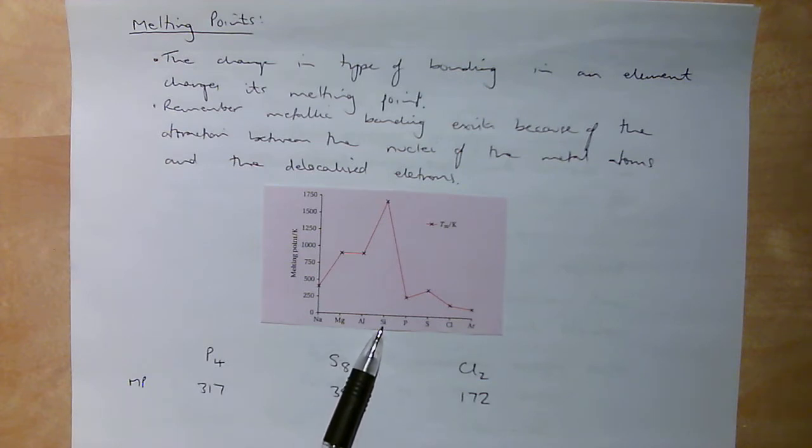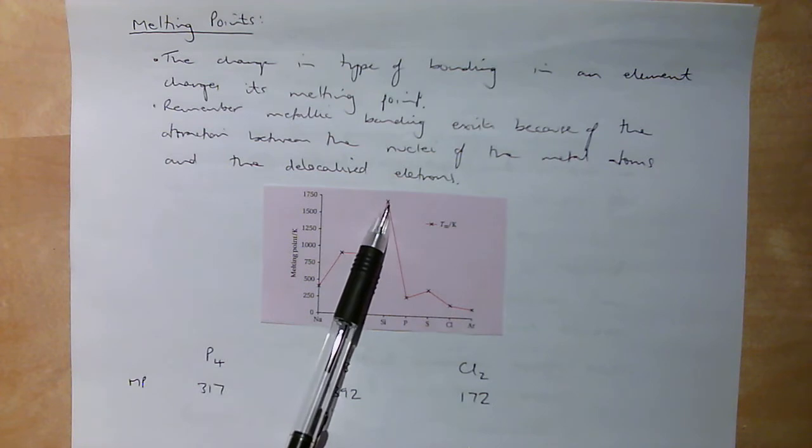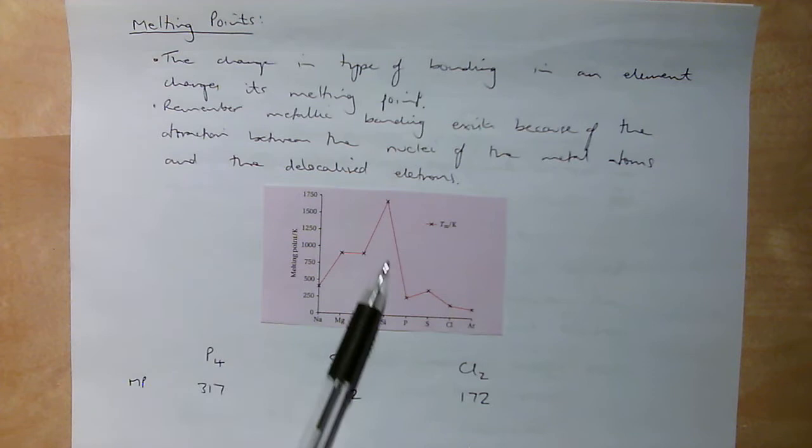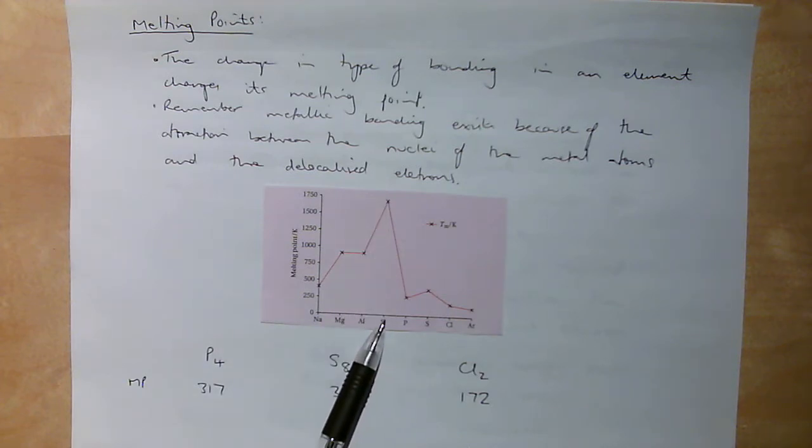Silicon is a non-metal and it forms a macromolecular structure, and this is why we have such a high melting point here. So silicon has a macromolecular structure, therefore we have a very high melting point here.